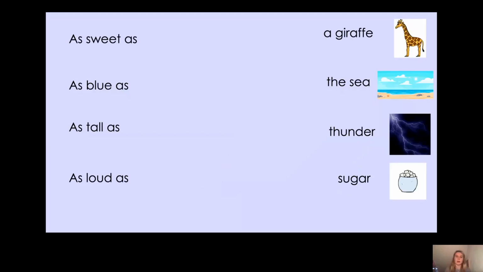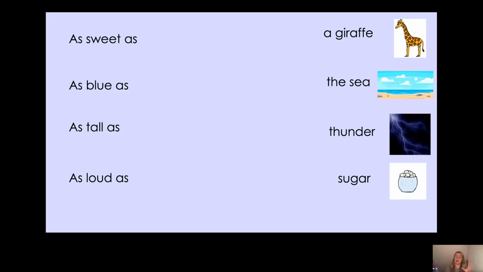Okay, so here we have some starts of some similes and the end of some similes. So we have as sweet as, as blue as, as tall as, and as loud as. And what I would like you to do is have a look at the other side. So a giraffe, the sea, thunder and sugar, and see if you can match them up. Now let's do the first one together. So we've got as sweet as.